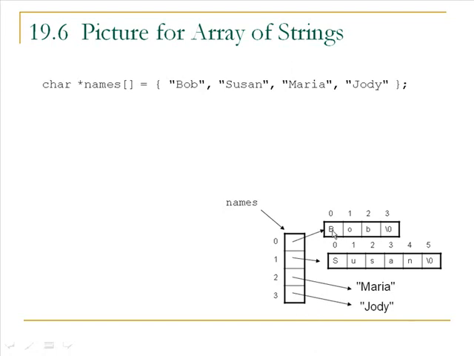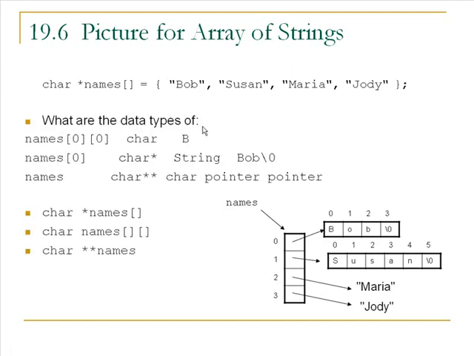This is location 0, 0. This is location 0, 1. Location 0, 2, and so on. Think about what the data types of each of these things are. Names sub 0, sub 0 is this guy right here, and its data type is a char. What is the data type of names sub 0? It's this guy right here, and its data type is a char pointer, or conventionally we would call this a string.